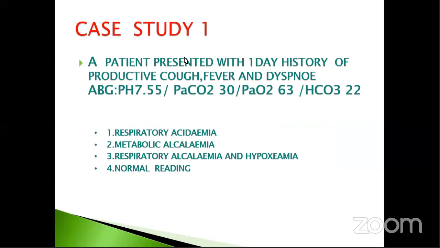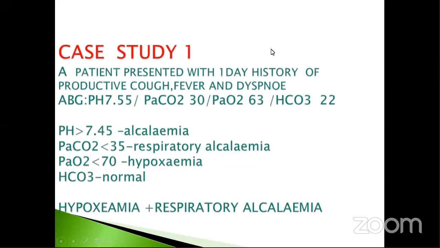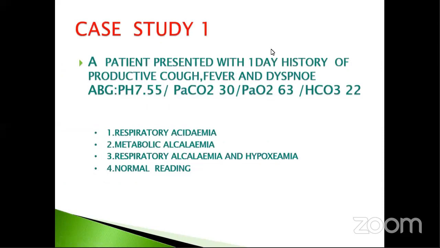Dr. Ahmed, please, if you can make a poll for this question. So we will discuss the case number 1. A patient presented with 1-day history of productive cough, fever, and dyspnea. His ABG with pH 7.55, PCO2 of 30, PaO2 63 millimeter mercury, and bicarbonate 22 millimole. So please comment on this ABG. Dr. Ahmed, can we make the poll, please? You can answer in chat as well.